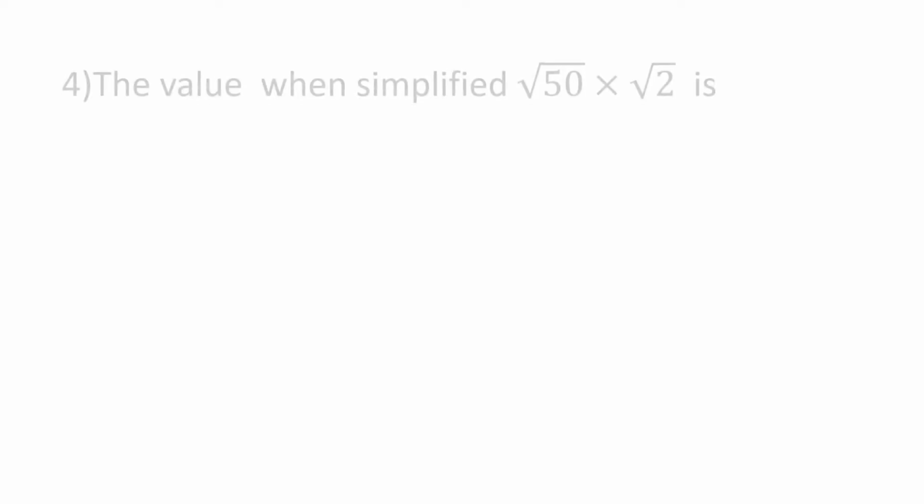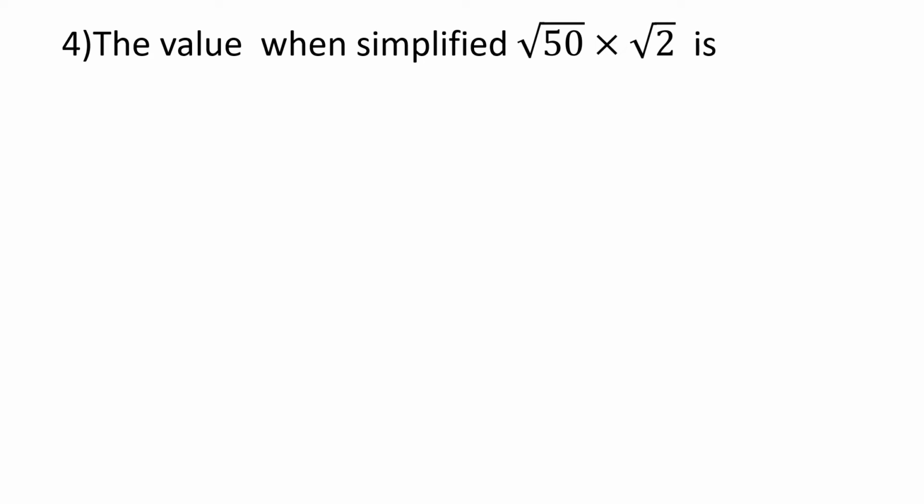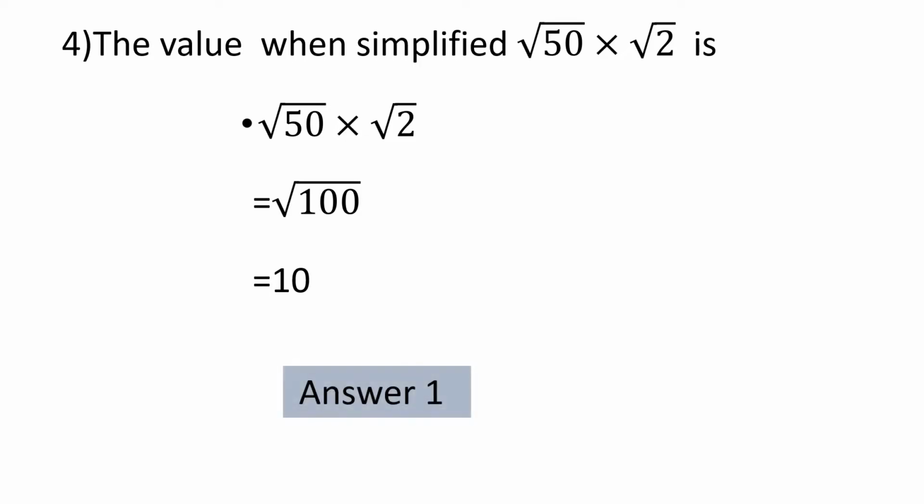Now the question number 4. The value when simplified square root of 50 multiplied by square root of 2. Same as the above one. You have to multiply square root of 50 by square root of 2. 50 multiplied by 2 is 100. So it is square root of 100. You all know the value of the square root of 100 is 10. Therefore, the answer is 10. From the given answers, it is answer 1.